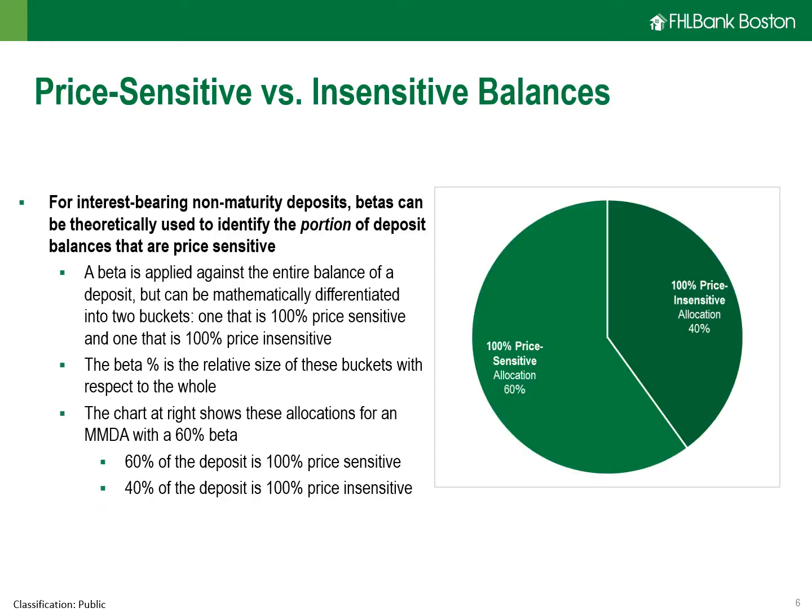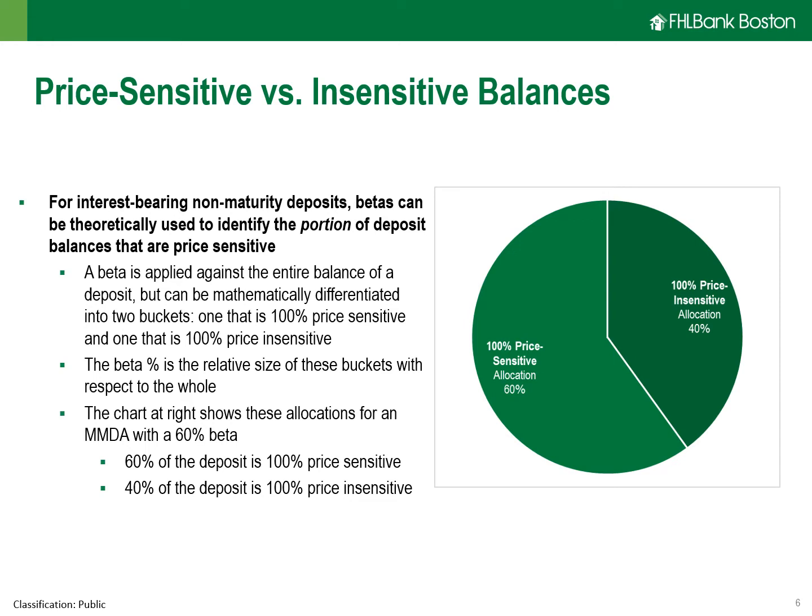A linchpin in creating the framework for this deposit valuation methodology is the recognition of a hidden mathematical relationship that exists when we identify deposit betas. While we normally think of using deposit betas as being applied to all the balances in a product type, mathematically, we can theoretically divide the balances within a product type into 2 buckets. One bucket that is 100% price sensitive and one bucket that is 100% not sensitive. And the size of each one of those buckets is the beta.